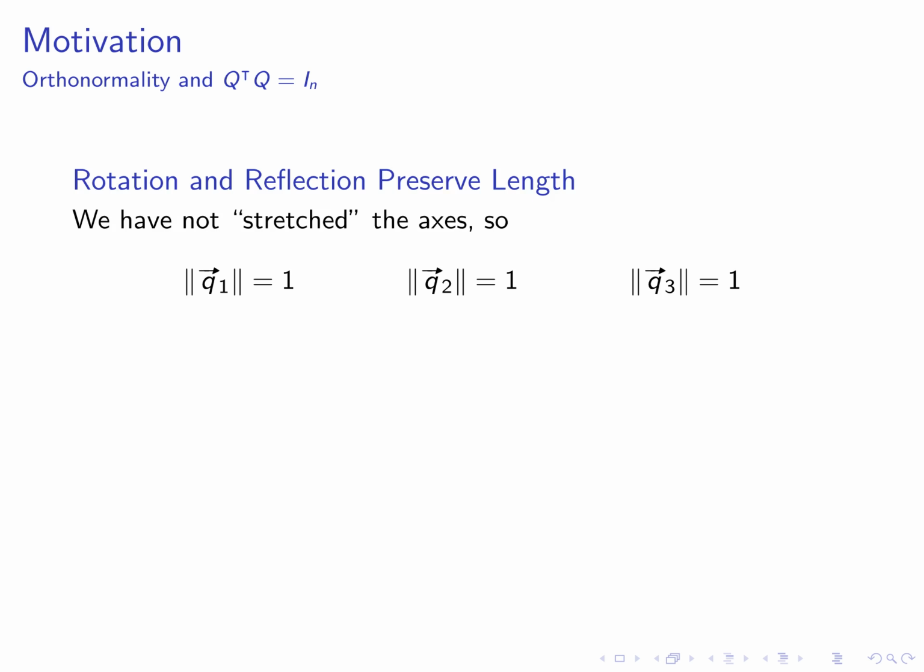One thing to pay attention to in both of these examples is that even though we're changing the axes, we're not fundamentally changing the geometry. The main way to communicate this is to say that rotation and reflection both preserve length. So when we rotate or reflect, we're not stretching the axes, which means that the original standard basis vectors, E1, E2, E3, when they become our new vectors, Q1, Q2, Q3, we get unit vectors. So the length of Q1 is 1, the length of Q2 is 1, and the length of Q3 is 1. So each one of Q1, Q2, Q3 is a unit vector.